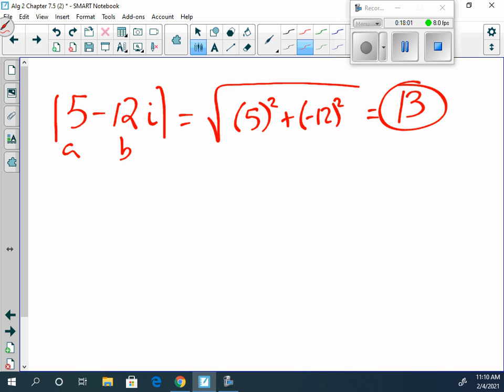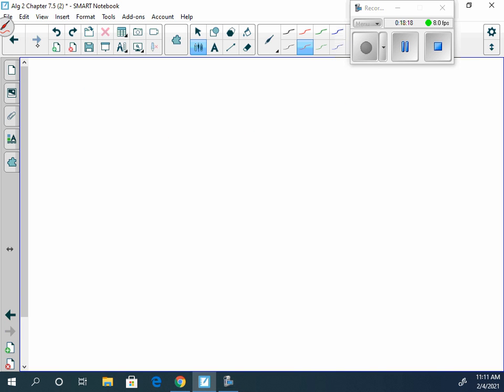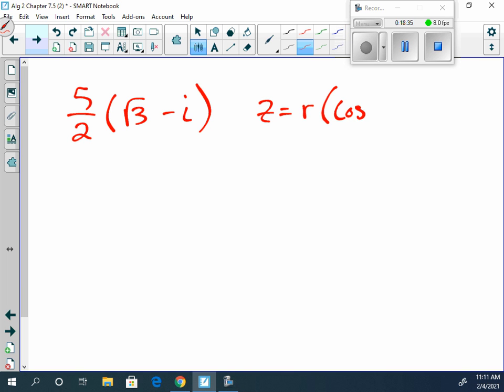For problems 40 and 41, write each complex number in trig form. Why don't we do 41? So to write it in trig form, we are writing it as r times cosine of theta plus i sine theta. So we need r and theta, the two we need.